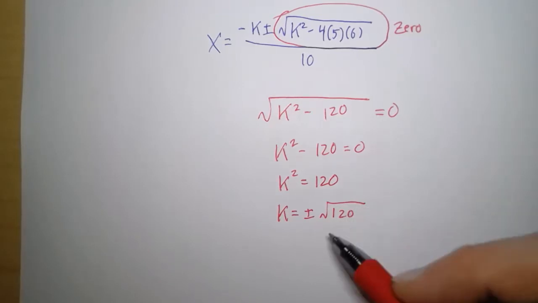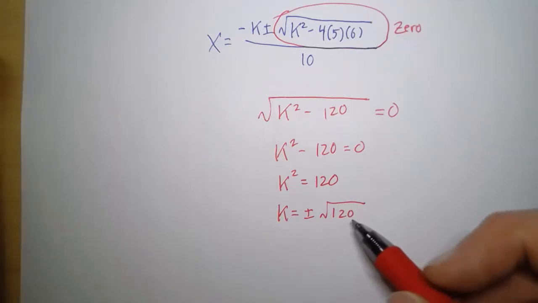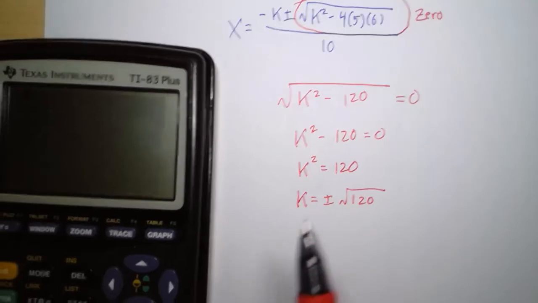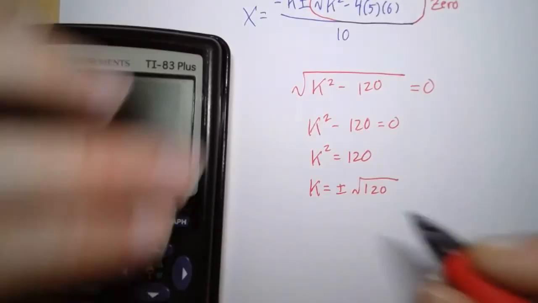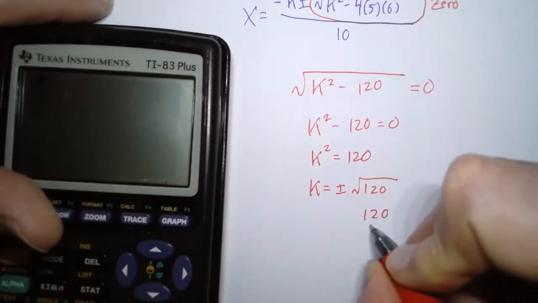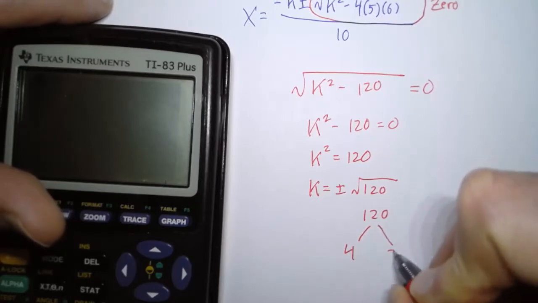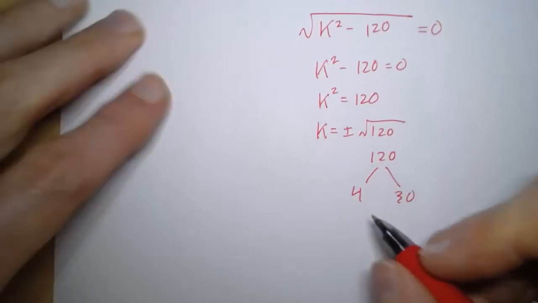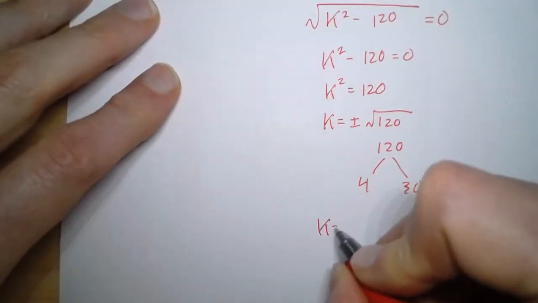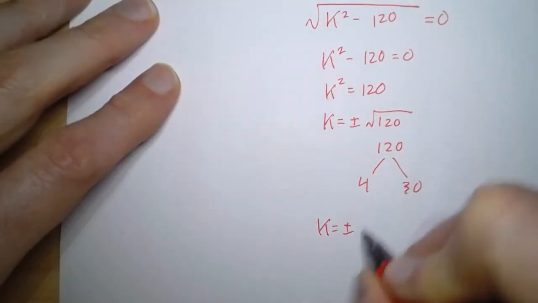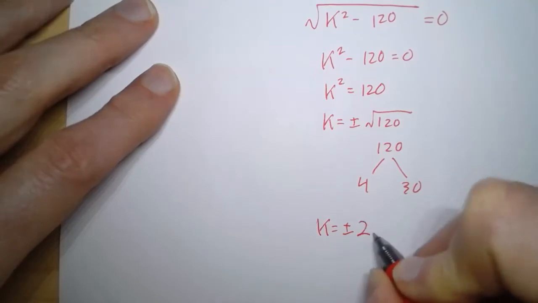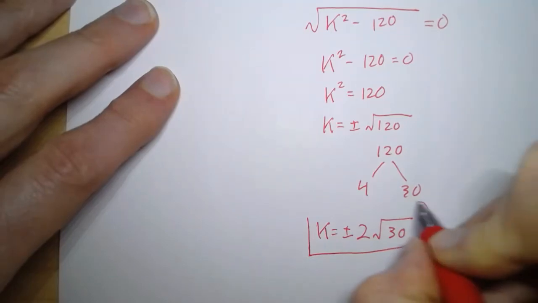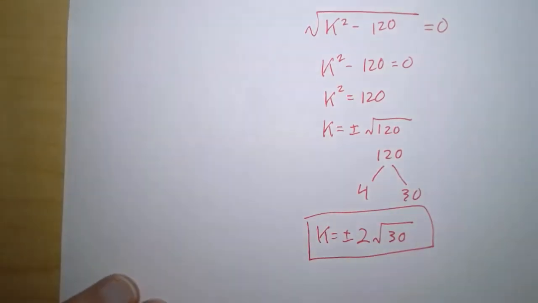We have to ask, can we take the square root of 120? No. Are there any numbers inside of 120 that we can take the square root of? And the answer is yes. We could take 120 and break it into 4 and 30, and we can take the square root of 4. So that means our answer is plus or minus 2, but the 30 is left inside, so plus or minus 2 square root of 30. There is our answer, and we're done.